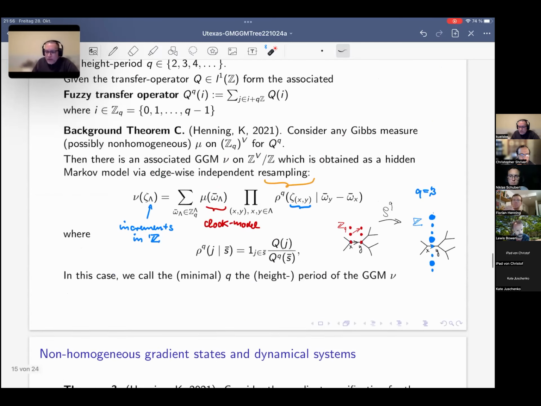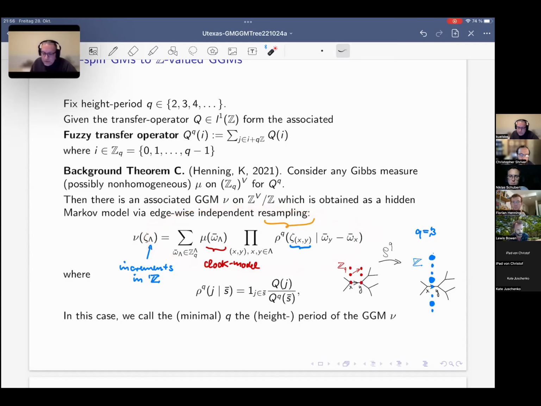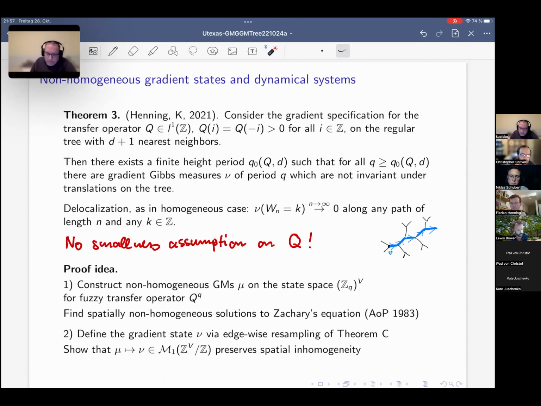And as I said before, there's this construction, and if a measure can be constructed in such a way, you say it's a period Q GGM. And there are always such measures which are not invariant under tree automorphisms, and moreover, they are not invariant under translation of the tree. They have this delocalization property, as I said before. If you sum up the increments along a path, this thing doesn't localize, so you will never find it at a fixed height k if you go far away along this random path.